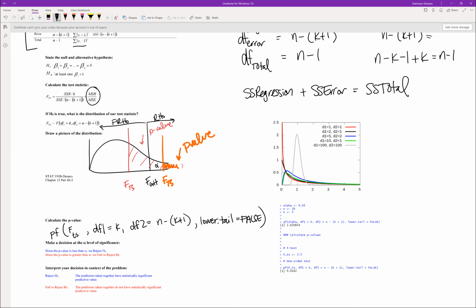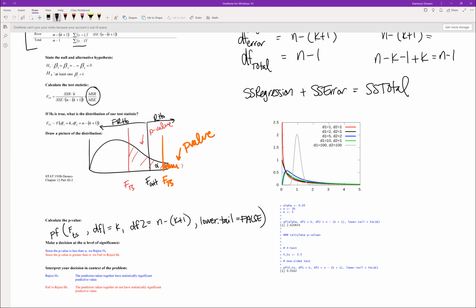Now, if you want, like I said, you're welcome to use the tables if you feel more comfortable with that, right? You can look up each of the degrees of freedom for the numerator and denominator. You can go find your test statistic, and then you can get the p-value associated with that test statistic.